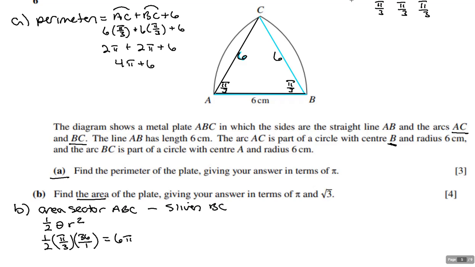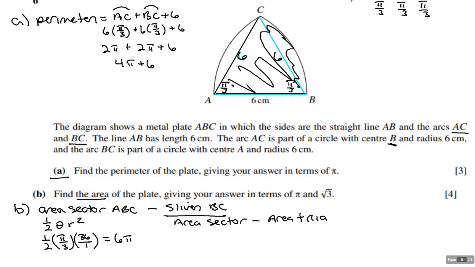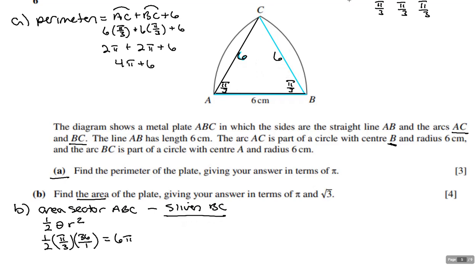Now that sliver is going to be the same size sector, take away the area of the triangle. So I'm going to figure out that sliver by taking the area of the sector, which I already know, and taking away the area of the triangle. The sector is the same exact size as the one I just figured out. It's going to be 6 pi.